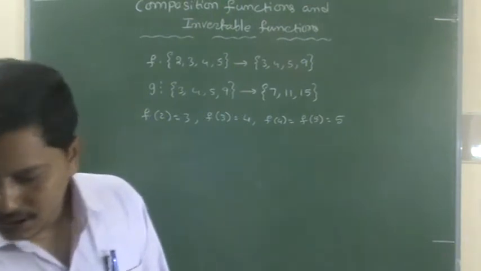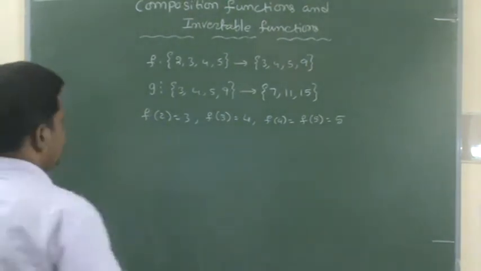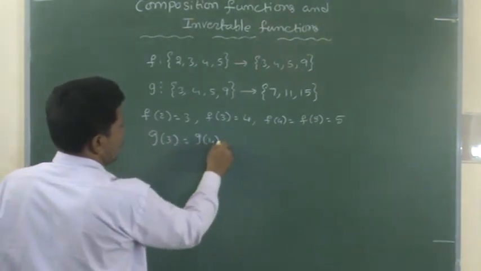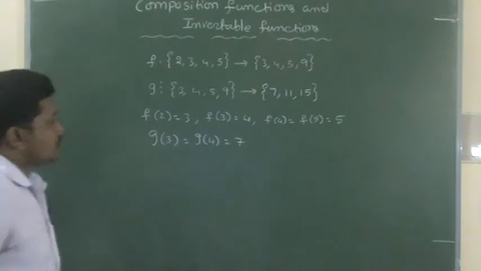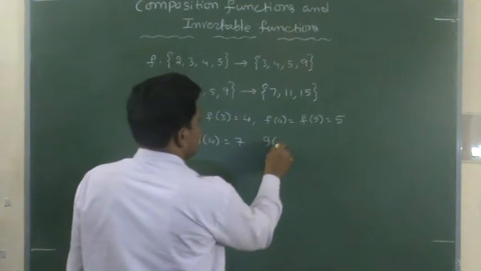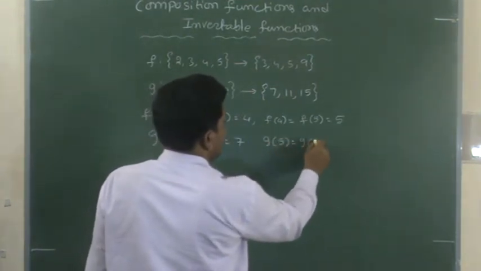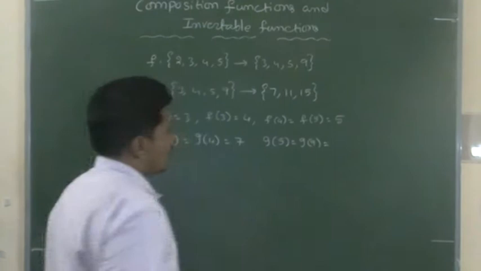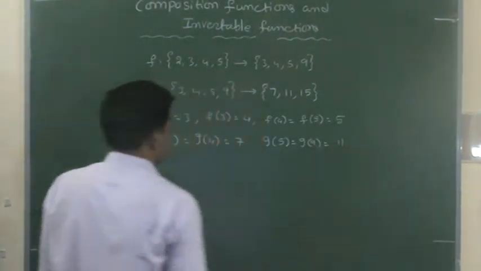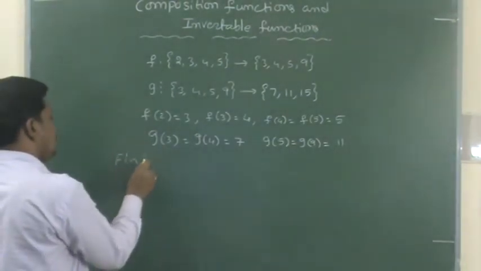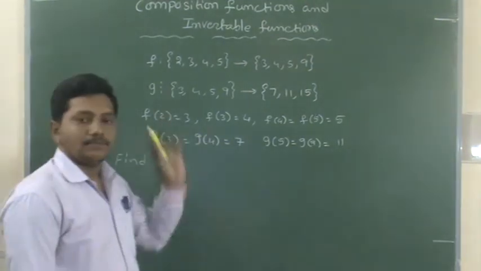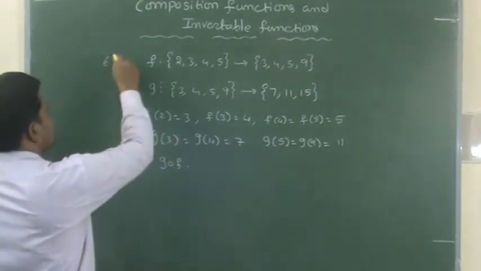Now what about G? G of 3 and G of 4 are both mapped with 7. And also G of 5 and G of 9 are mapped with 11. Now find G circle F. This is your problem. Example.